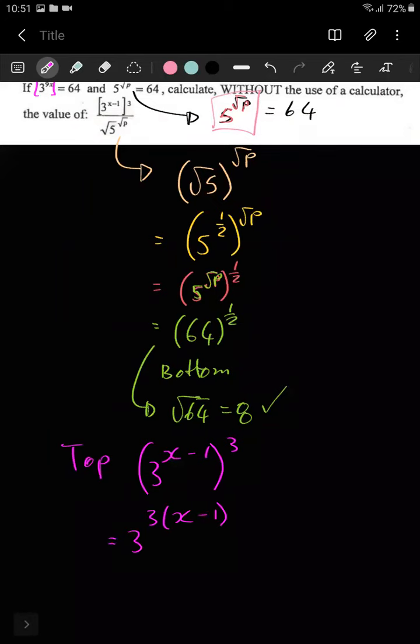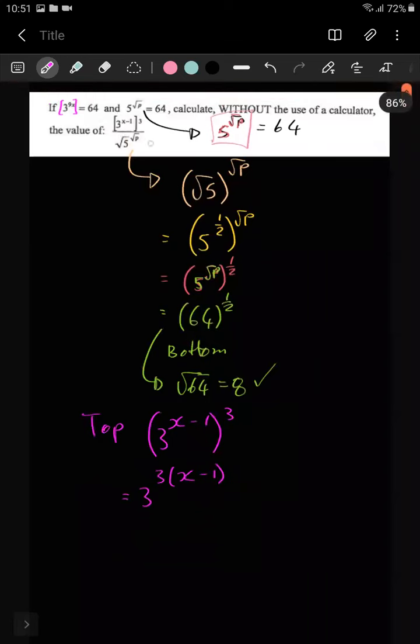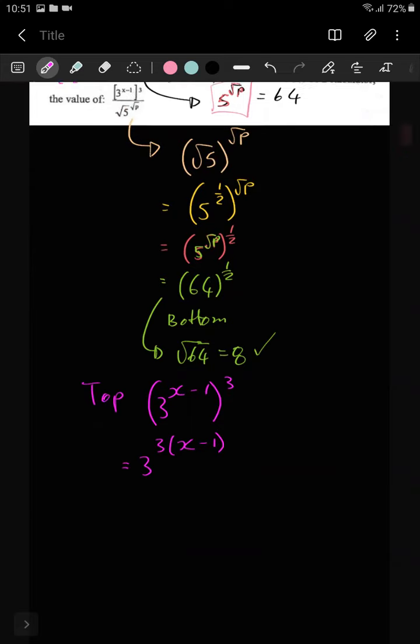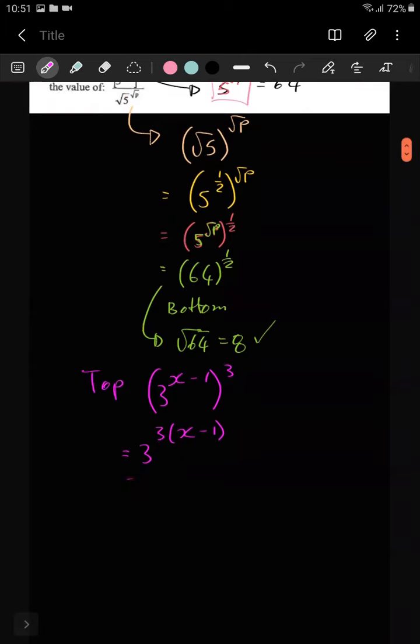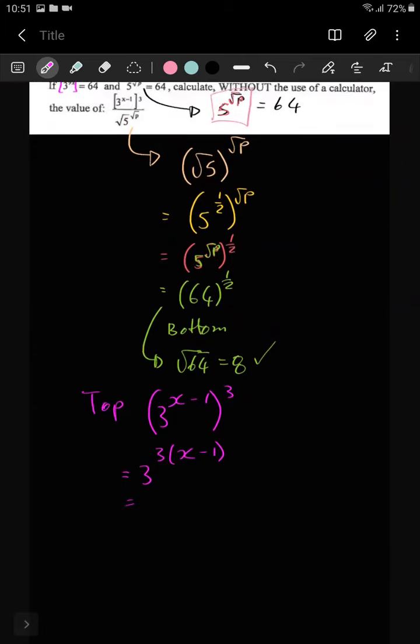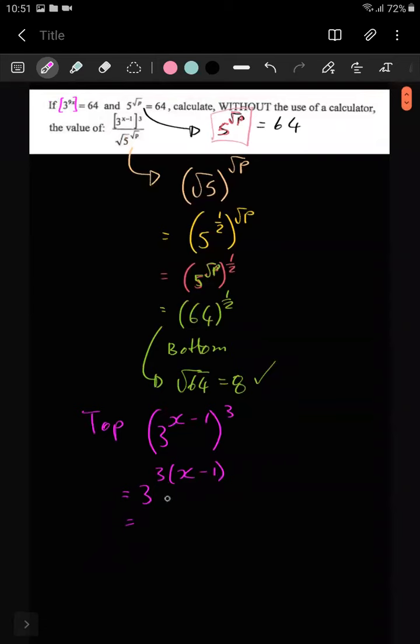The way we're doing it here is exactly what you can do for your answer sheet. You can look at the bottom on its own, get a conclusion, look at the top on its own, get a conclusion, and then put it all together. So now we can already see we are going to get 3 to the power of 3x minus 3. You see it, right?